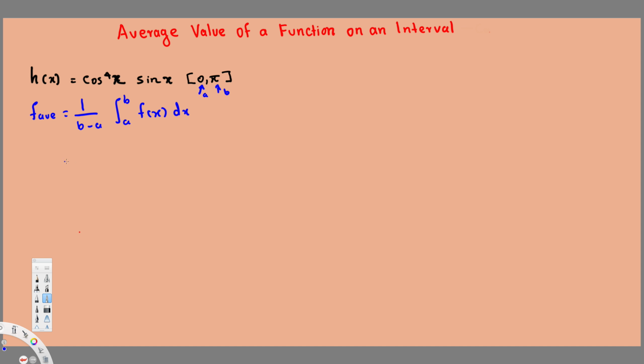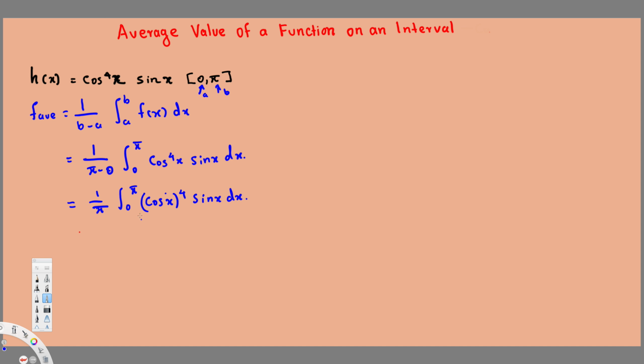Let's do the substitution. So here we are going to have 1 over b is 5, so 5 minus 0, and it's going from 0 to 5, and f of x is this function right here, that is cos^4 x sin x dx. So this is the function we are going to integrate. Let's simplify this one. This is going to be 1 over 5, going from 0 to 5, and we have cos^4 x sin x dx.